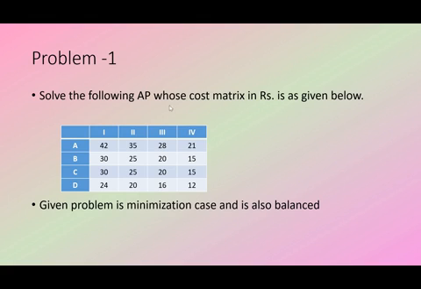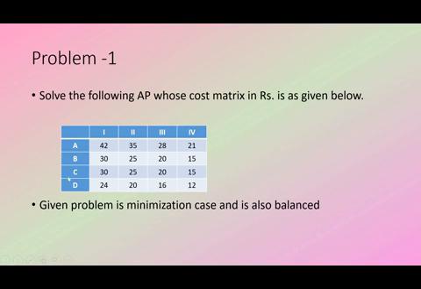How do I get to know whether it is minimization case or maximization case? Because they have specified it as cost matrix. Anybody would be interested to reduce the cost. If at all it was profit, then we would be interested in maximizing the profit, right? So because cost has been specified as a decision variable, it is minimization case.